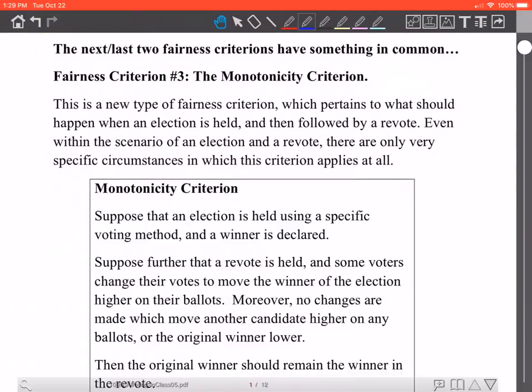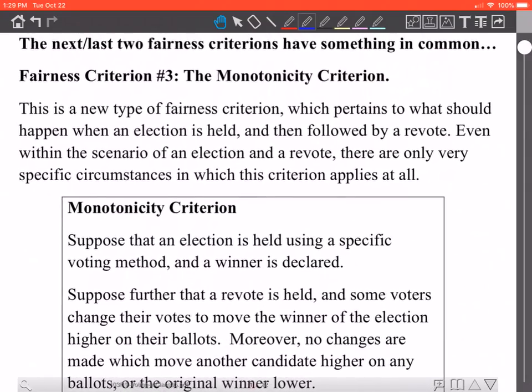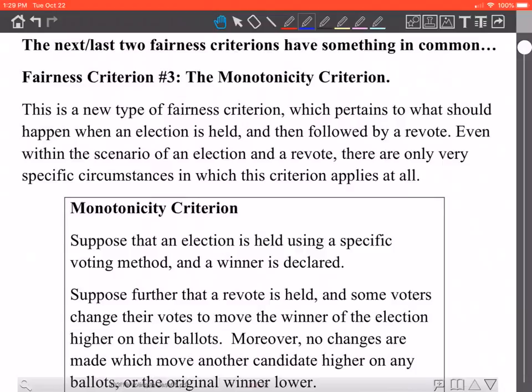So the last two fairness criteria have something in common, which is why we usually save them for last, but also teach them together, because they both deal with a revote needing to occur. So special circumstances that may lead us to have a revote in an election. So think about what might cause a revote in an election, where you need to recount or actually have the voters redo their ballots, to recast their ballots. And it could be a number of reasons, but think of what those might be.